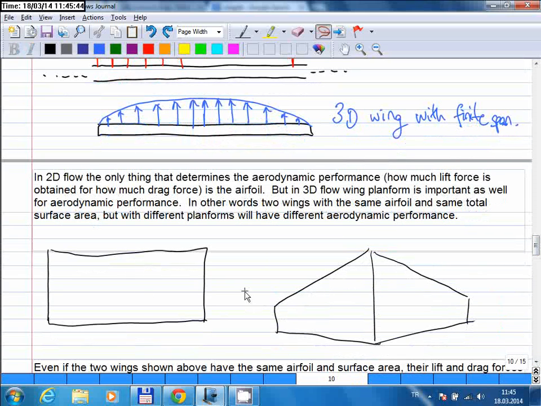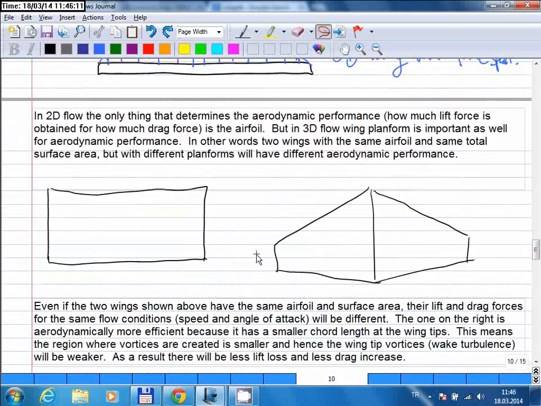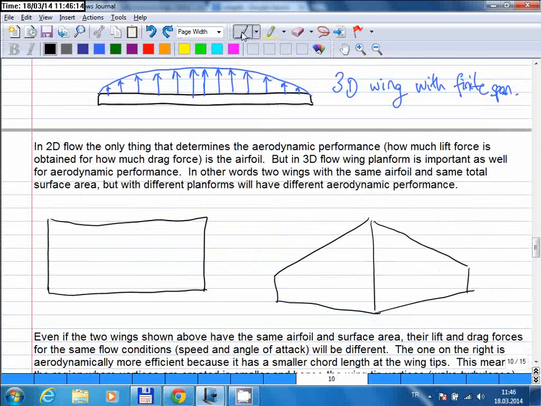And the simple fact for that is, we said that these three-dimensional effects are nothing but creation of these vortices at the wingtip. And if you just compare these two wings, you see that this has a larger wingtip area, right? The wingtip region is greater than this wing here. So you have a smaller wingtip region. So in other words, you have the vortices created here in the entire wingtip here, whereas you have a much smaller wingtip region.